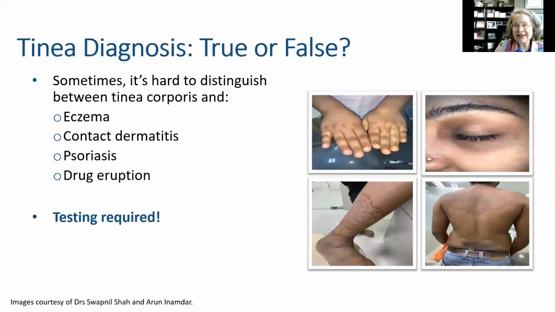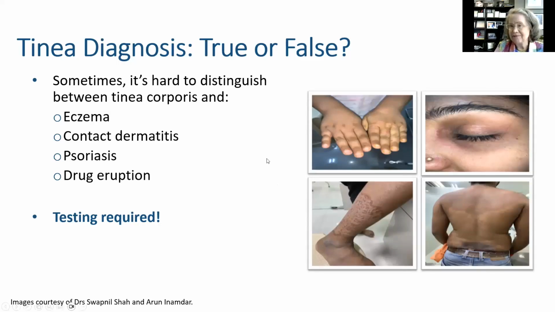However, tinea corporis may be difficult to diagnose, true or false. Sometimes it can be hard to distinguish tinea corporis from eczema, contact dermatitis, psoriasis, and even a drug eruption. The only way to correctly identify tinea corporis is through testing: KOH testing, potassium hydroxide testing, fungal culture, or PCR. And let's just look at these 4 patients who I presume have trichophyte endotinea.